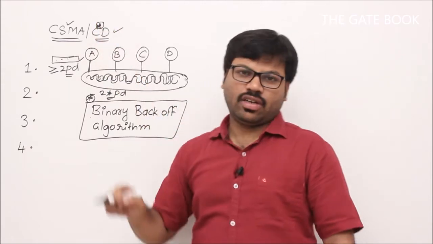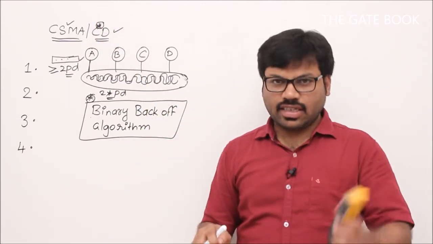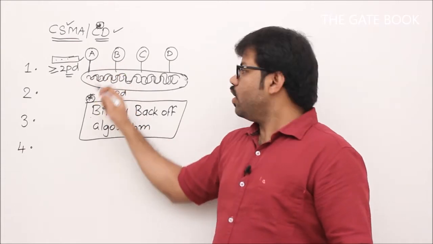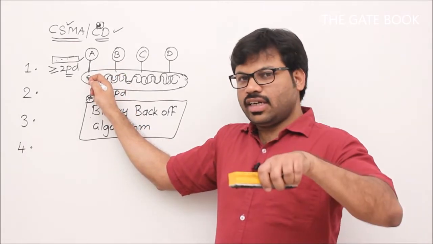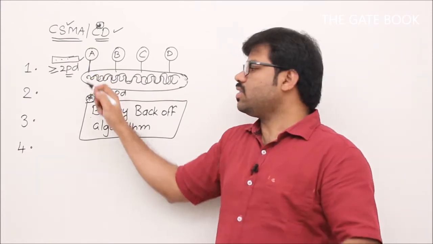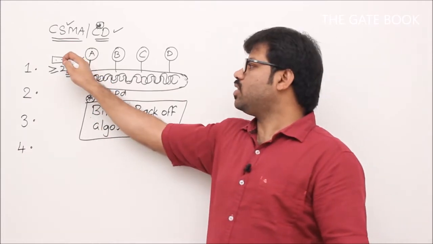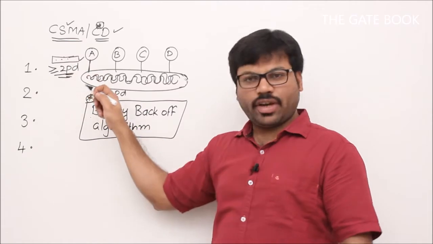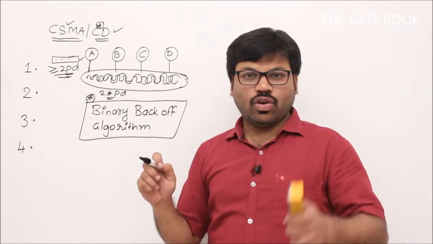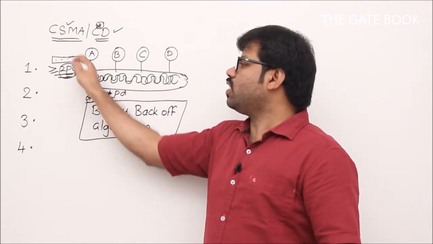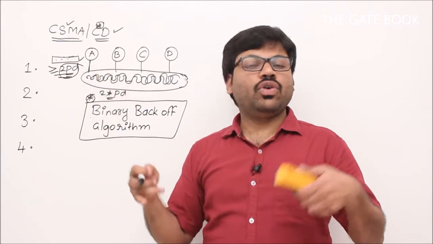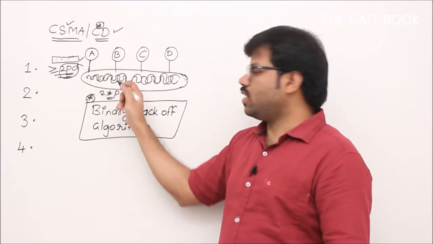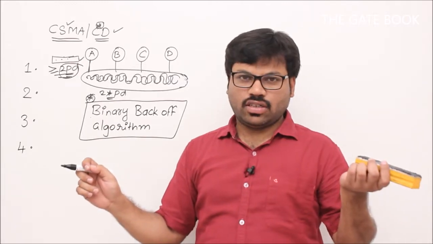It is very simple. The collision detection technique says, my dear station A, you keep on sensing the channel while sending the data. Send the data, sense the channel. Send the data, sense the channel. Since your transmission time is greater than or equal to 2 times propagation delay, if there is a collision, it will occur within this much time. That's why, while sending the data, if you don't sense any collision, definitely there is no collision. Understand?